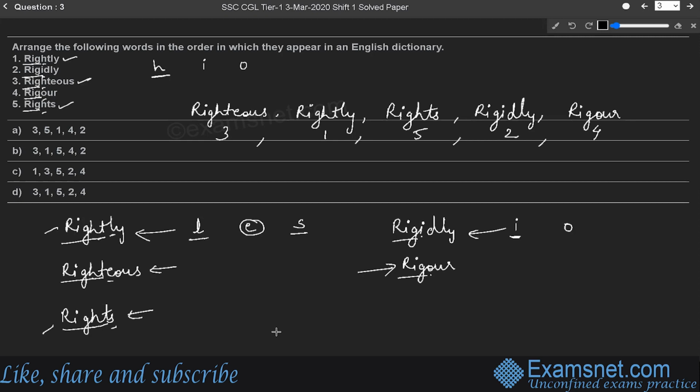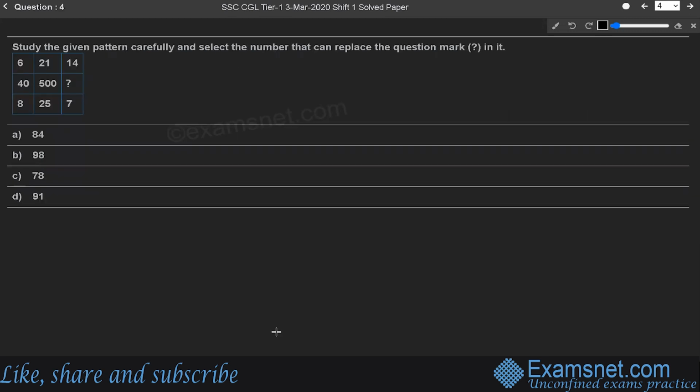I hope you are clear with this question. All you have to do is remember the alphabetical order of all the alphabets, and according to that, arrange all the words. So for this question, the correct option will be 3, 1, 5, 2, 4, which is option D here. I hope you are clear with this question. So moving on to the next question.